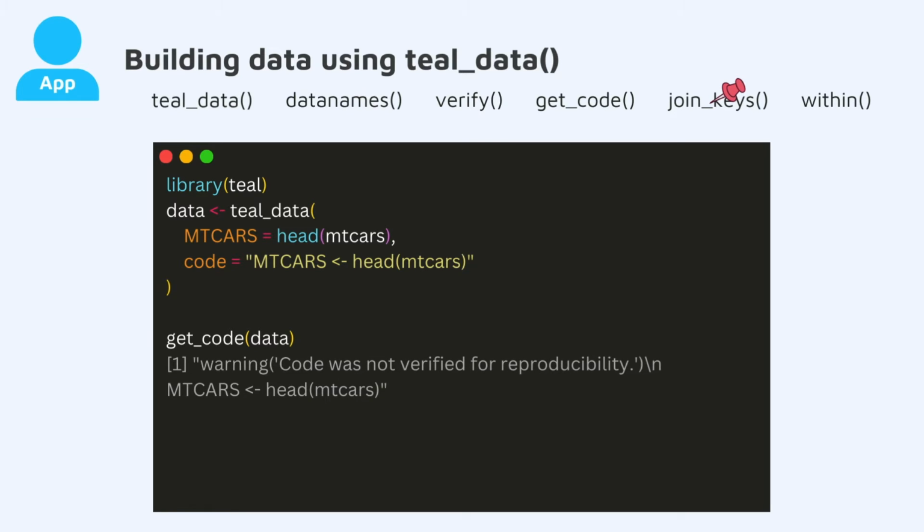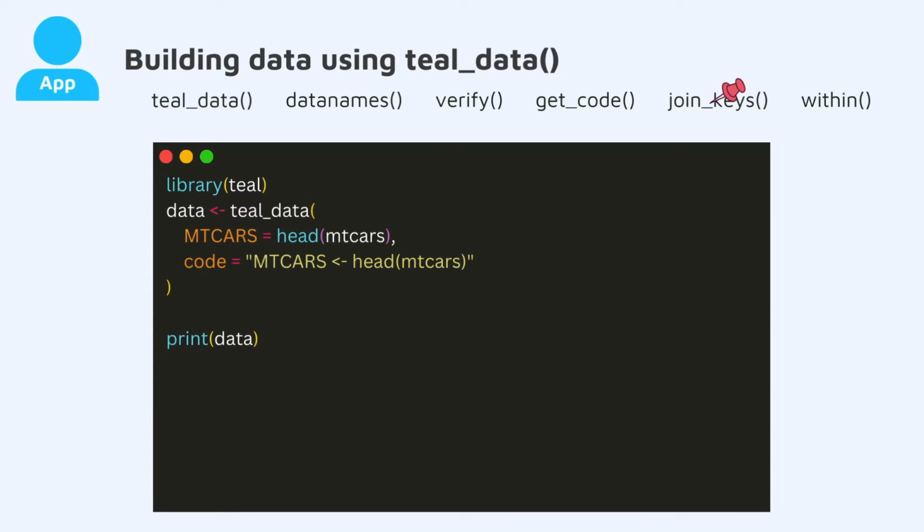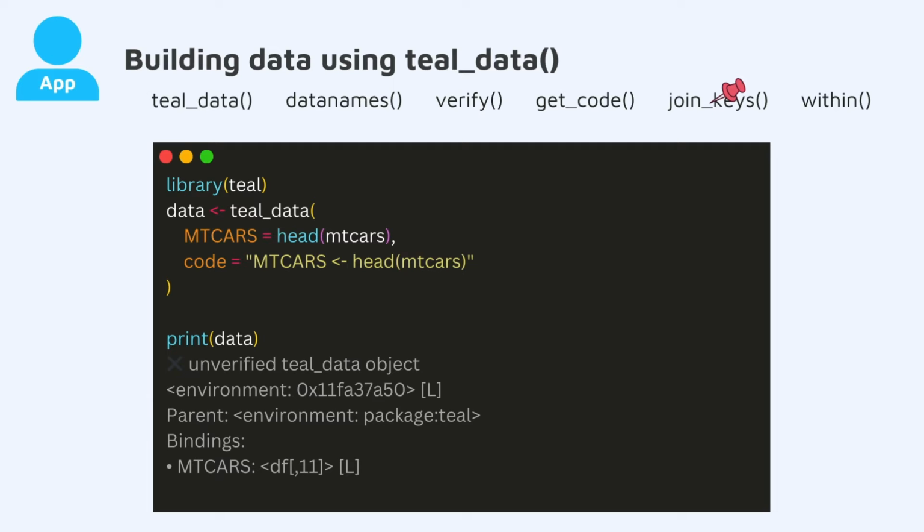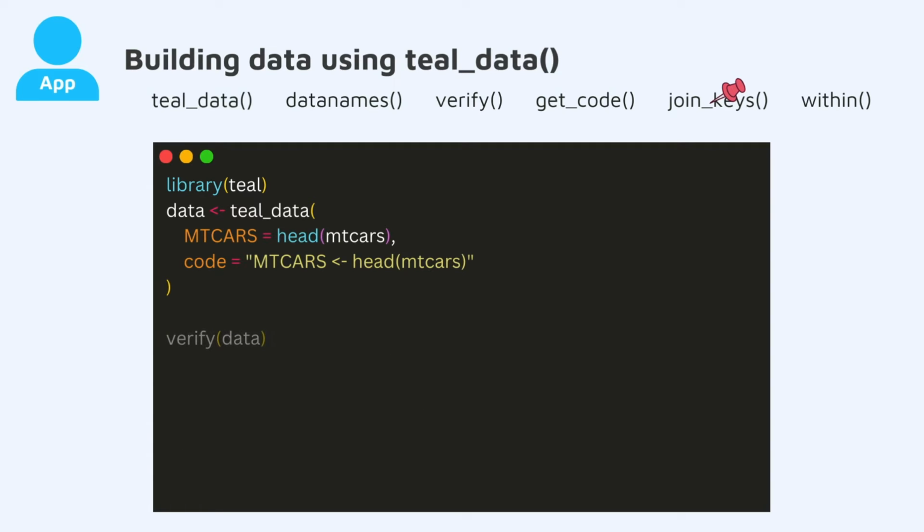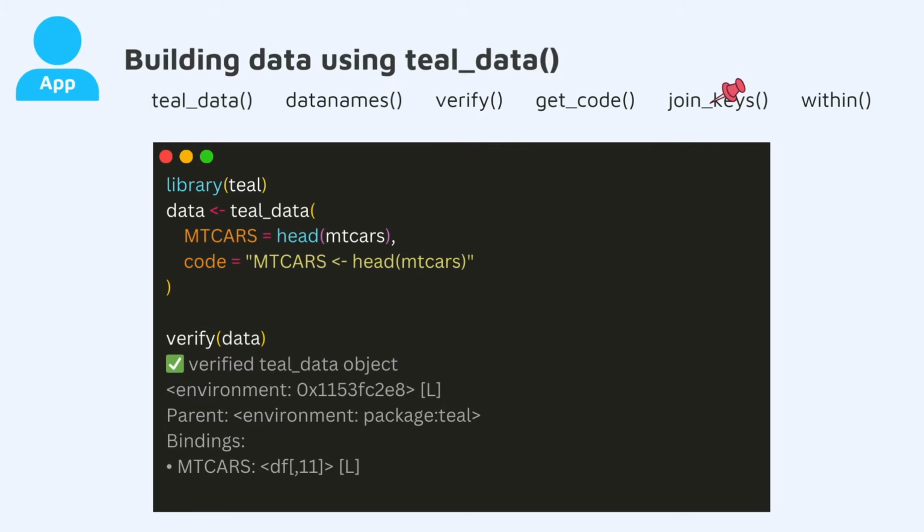Once we do this, you'll see that the code is returned, but the warning still remains. This warning is because, technically, we are free to pass any string as code to create this data. However, this code string might not produce the same data. This can also be realized once we print this data. It should say that it is an unverified Teal data object. To fix this, we just have to run the verify method on the Teal data object. This will run the code and compare the generated data with the data available in the env. The verify method will return the verified Teal data object if the check is successful. Otherwise, it will raise an error.